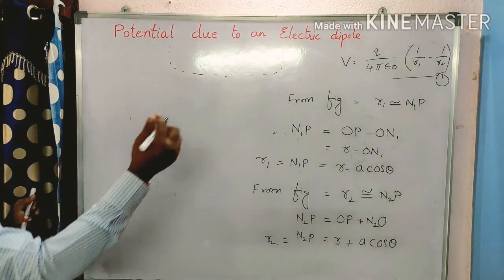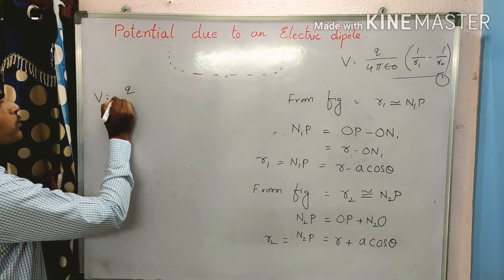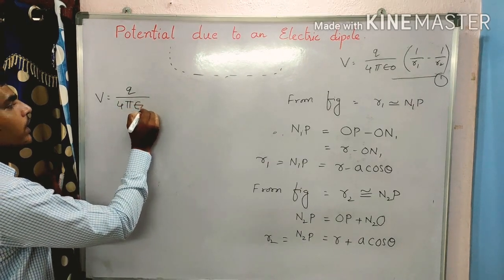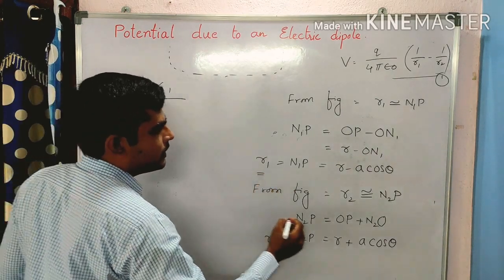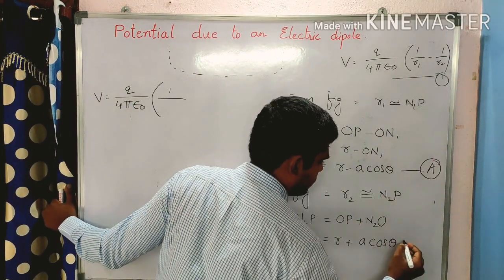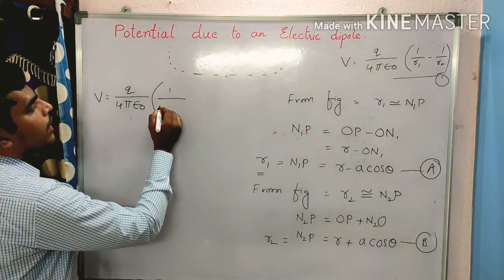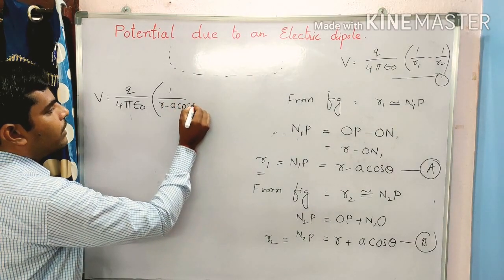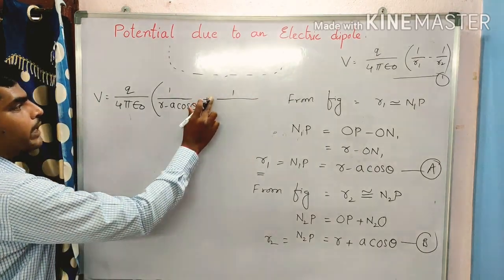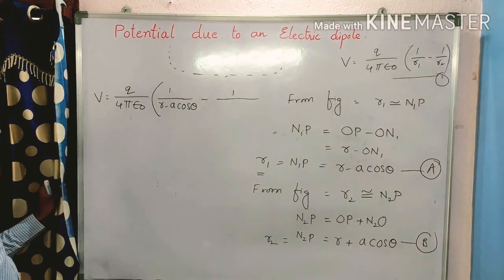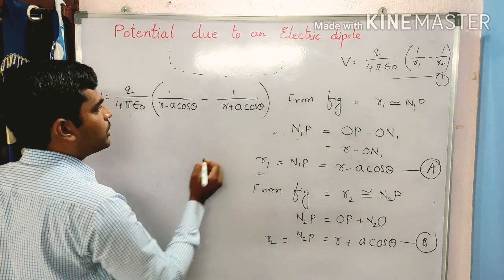Right. Now I'll substitute this R1 and R2 in V. V is equal to Q by 4 pi epsilon naught, 1 by R1. That is, R1 is how much here? I will write this one as A and this one as B. Substitute A and B in 1 by R minus A cos theta, right, plus 1 by, minus 1 by R plus A cos theta. Chalo.